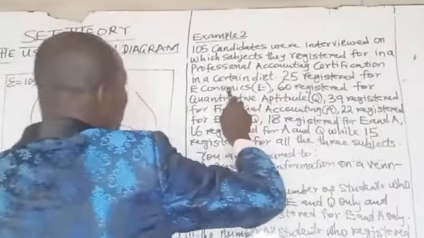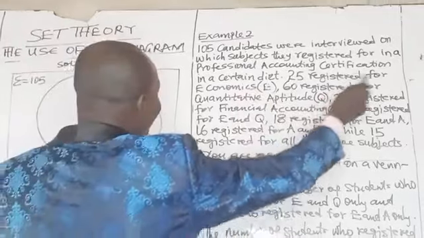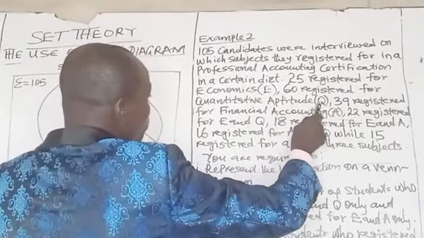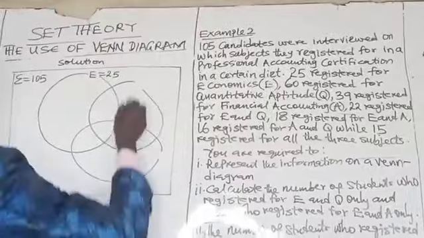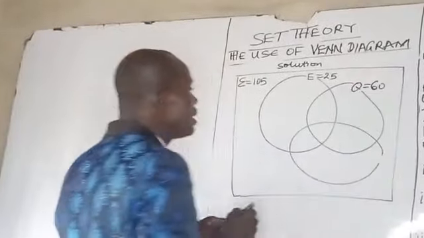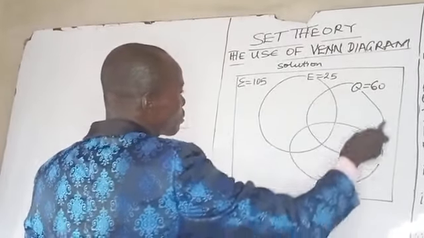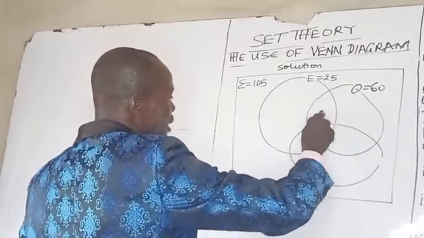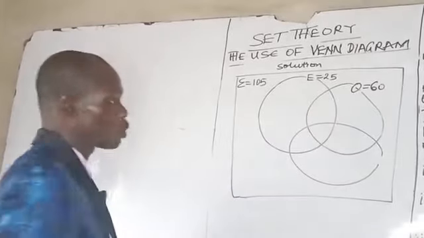Back to the question. 25 registered for economics, 60 registered for quantitative aptitude, Q. Now, let this be denoted by Q, 60. That means the whole of this circle is 60, which includes this region and this region as well.